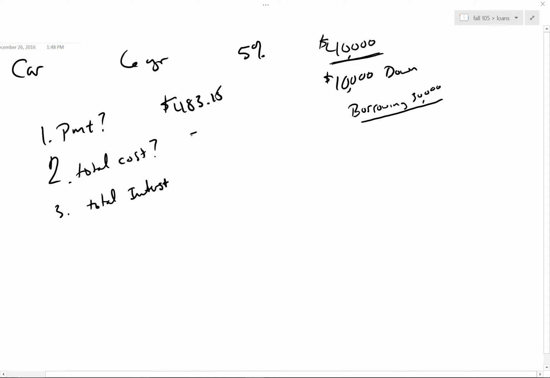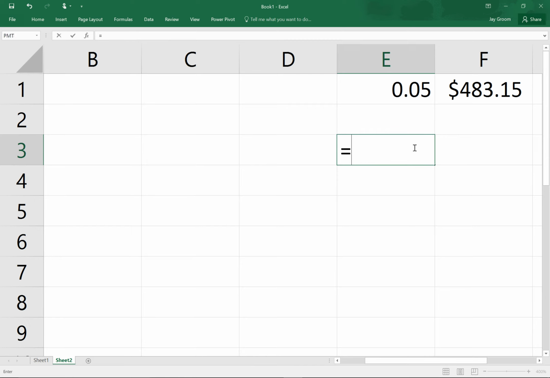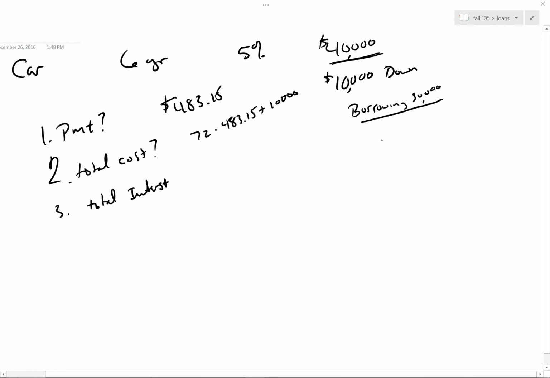So the total cost is 72 times 483.15 plus 10 grand, which we will do on the previous page over here somewhere. So the car cost me $44,786. So total interest then is $4,786. Okay, the car cost me 40 grand. Then obviously anything over 40 grand must be interest.